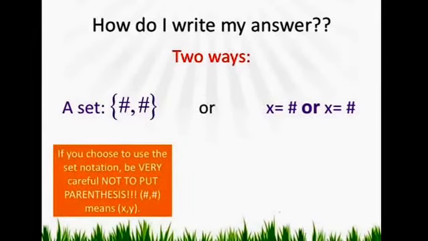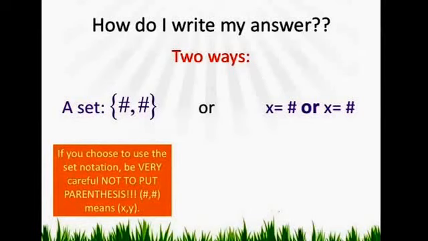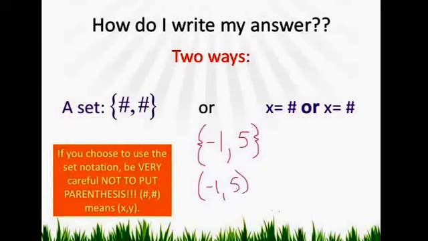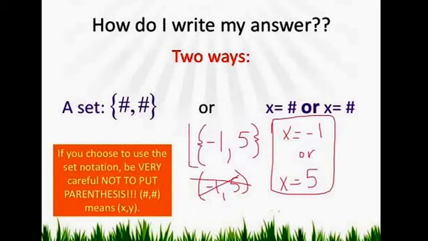How do I write my answer? I can write it two ways. I can write it as a set, or you can write it as x equals a number or x equals another number like I did in the last slide. So the answers were -1 and 5. Remember to use brackets and not parentheses, because if you use parentheses, then that's talking about a point. And we're not talking about points here. We're talking about solutions of the equation. And then in the last slide, I did x equals -1 or x equals 5. So you can write it one of these ways, either this way or this way. Remember, if you use the brackets, to not use parentheses.